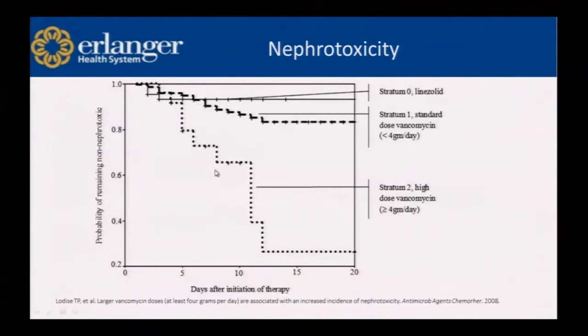And you can see the investigators actually found at about day 7 of therapy, that's when you really start to see an increased risk of nephrotoxicity when comparing to a non-nephrotoxic agent like linezolid. I have that highlighted there, that the divergence really starts to occur at day 5 of therapy. And then at day 7 of therapy, you get another large drop, particularly when using high-dose vancomycin.